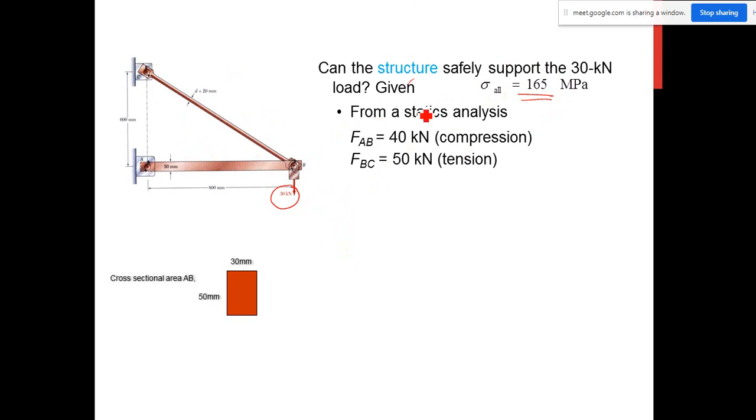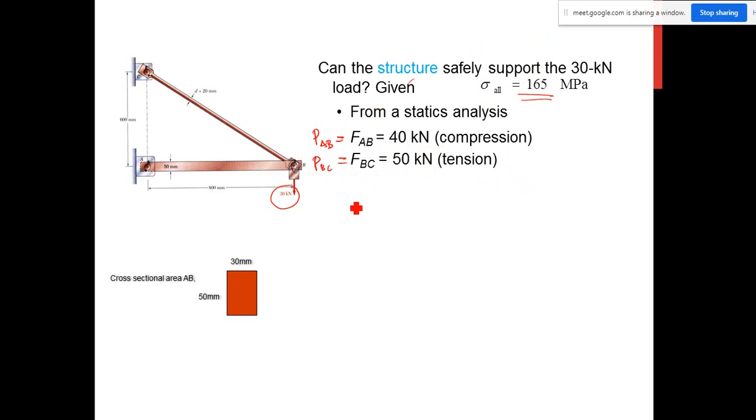Now we have FAB, or PAB, that we calculated earlier, we use P, no problem, and also FBC equal to 50. FAB equal to 40, FBC equal to 50, or here PBC. We used P or F earlier, it doesn't matter.